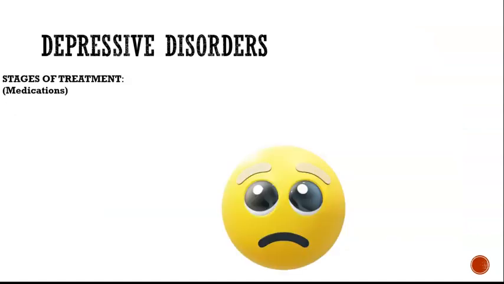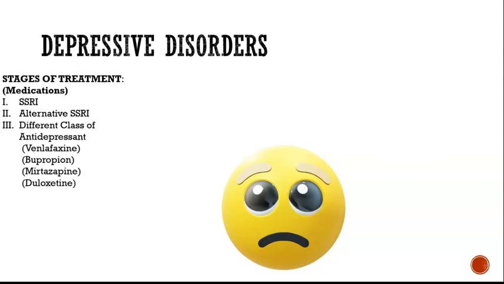There are stages of treatment for the medications. So the first stage is you're going to start off with an SSRI. If that SSRI is not effective, you will use an alternative SSRI. If you have tried an SSRI, you've tried an alternative SSRI, and neither of these is effective for this child's depression, you want to use a different class of antidepressant, which would be either venlafaxine, bupropion, mirtazapine, or duloxetine. These are for children and adolescents.